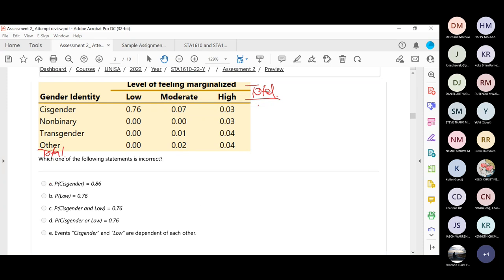So is number A correct or incorrect? You just need to do the calculation quickly. Yes, it's correct. It's 0.86. The probability of low.